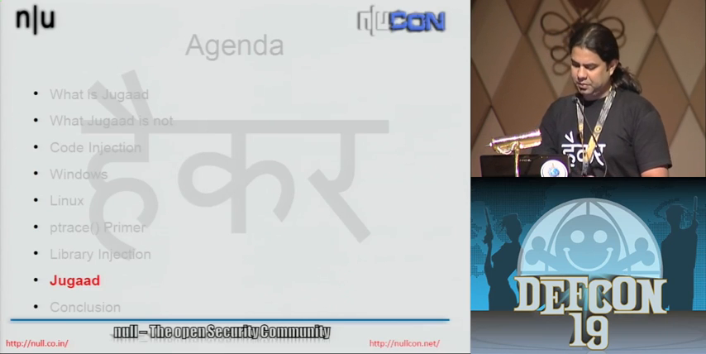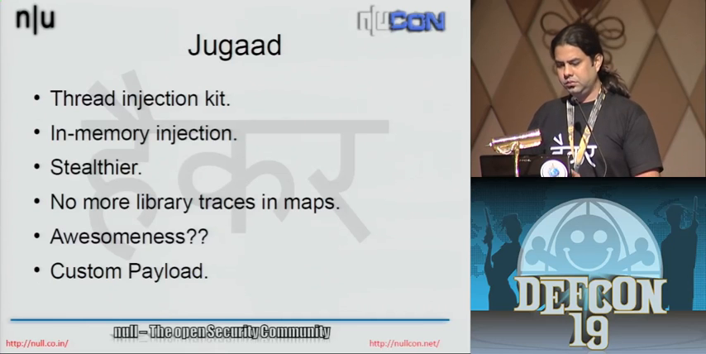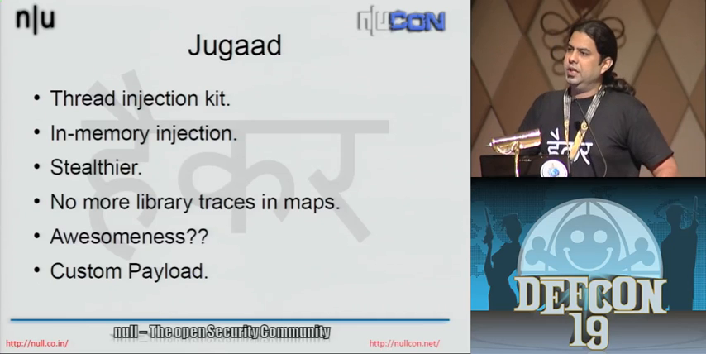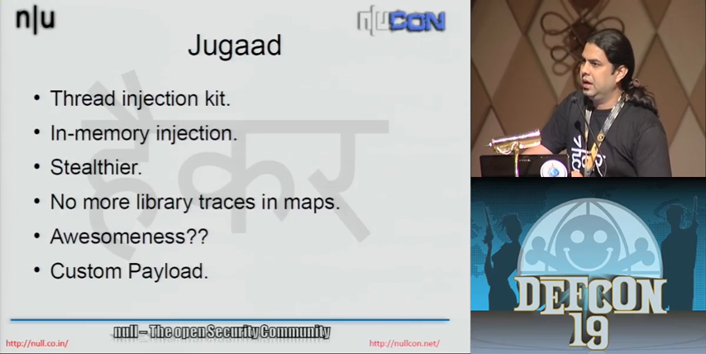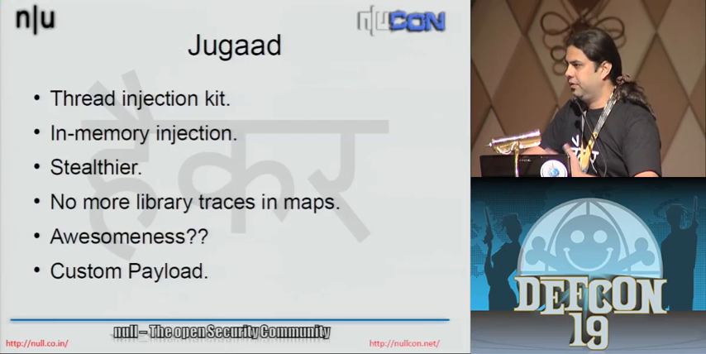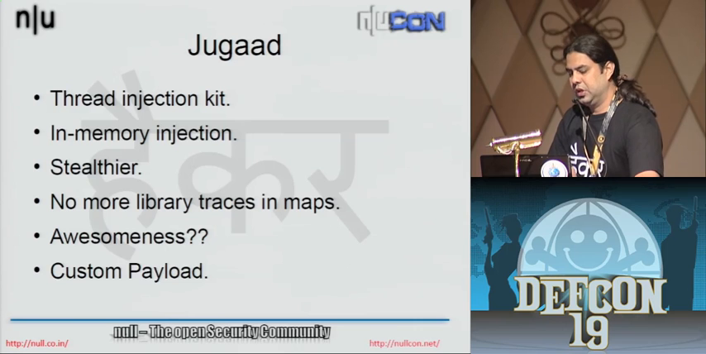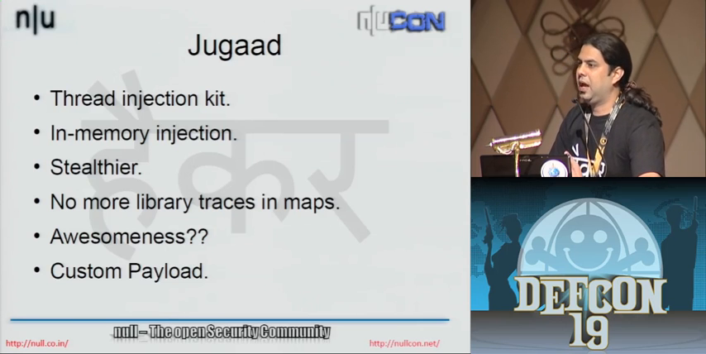Okay, so now coming back to the library that I've created. Instead of injecting a shared object, I give the framework to people who want to use it to inject a shellcode instead of injecting the whole library. If you inject the shellcode, in effect it is all in-memory injection. So there are no traces of any libraries ever being injected into the process.